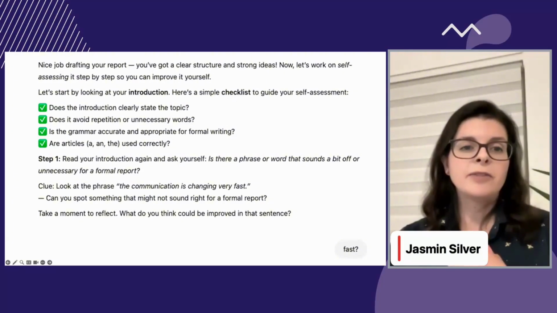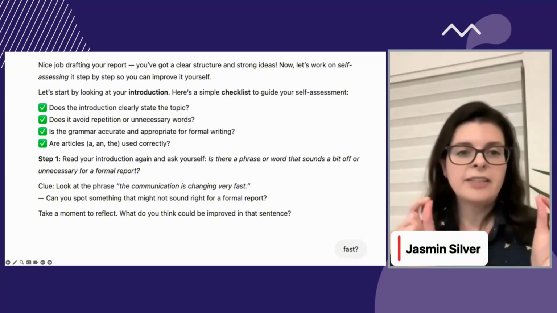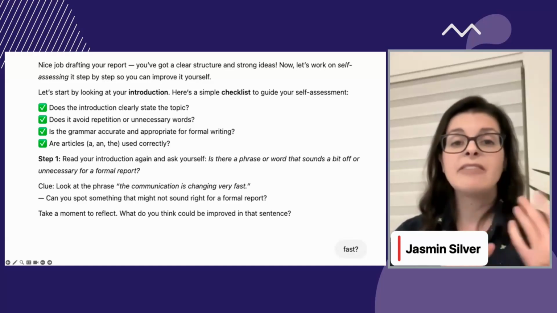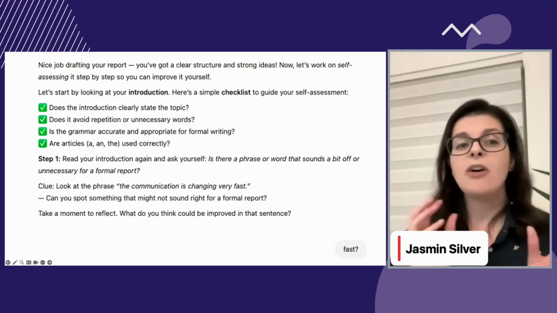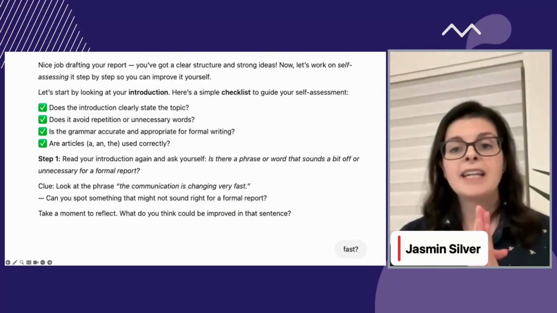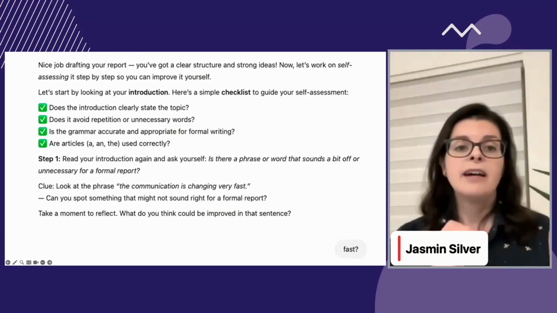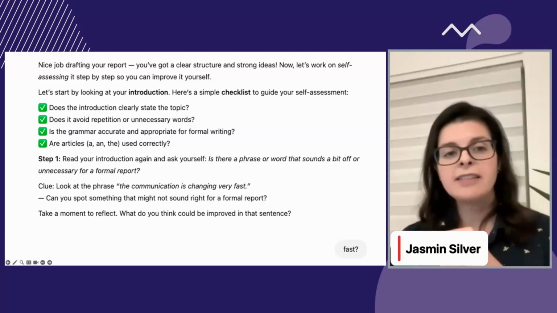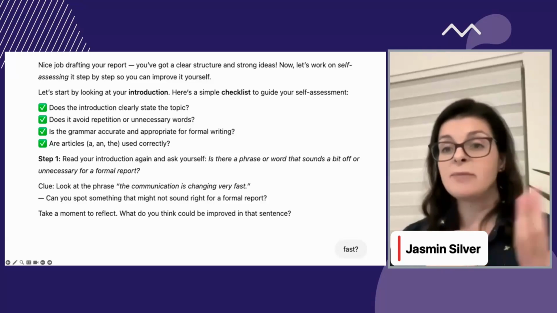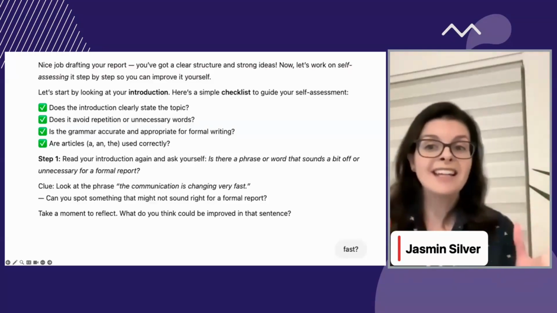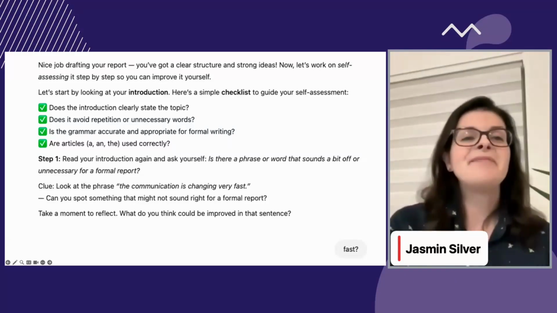So first of all, it picks out that first part of the introduction and asks me, is there a phrase or a word that sounds a bit off or unnecessary for a formal report? And it gives me a clue to think about that sentence. The communication is changing very fast. And then asks me to think about which word might not be right. So I have a guess and I say, is it fast?